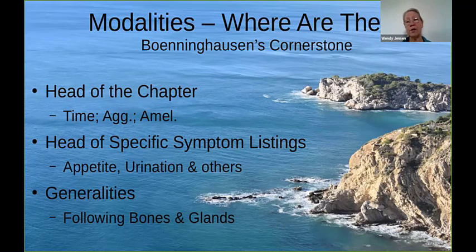And then the big section for modalities in the new world is in the generalities chapter. And it's interesting, you start the generalities chapter with bones and glands. It's like a location, but you can't put the glands and the bones in one body part. So they're put in the generalities chapter. And that's where you find the modalities. It's a really big section.